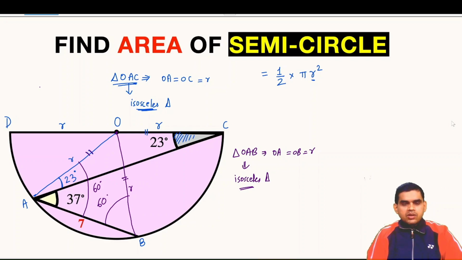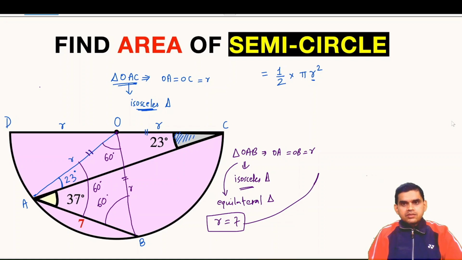Using the angle sum property of a triangle, this angle will also be 60 degrees. So now we can say that triangle OAB is an equilateral triangle. We have proved that triangle OAB is an equilateral triangle. So all the sides are equal. And from here we will get R is equal to 7 units.